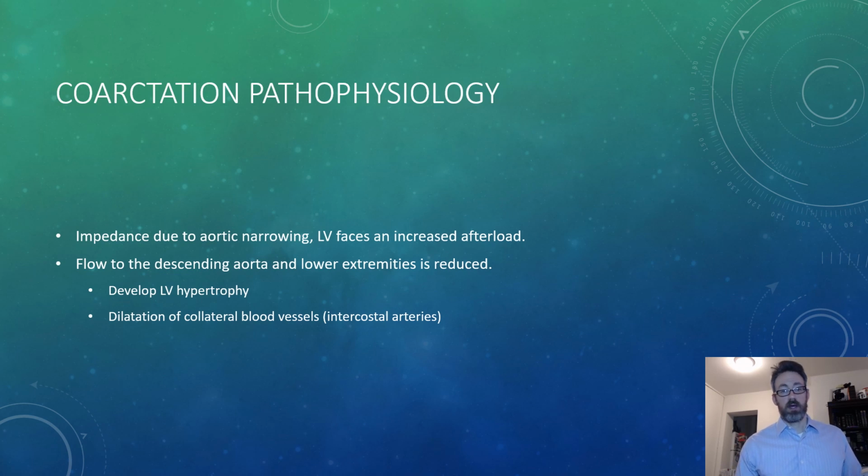Okay. Now, flow to the descending aorta and lower extremities is going to be reduced, so you'd expect something like low blood pressures and so on. You can develop left ventricular hypertrophy, as I mentioned. All right, and you're going to get dilatation of collateral blood vessels like the intercostal arteries. And I mentioned this actually on another video when I showed this as an example. And so blood will flow through the intercostals, all right, as collateral flow to help feed the lower extremities and so on.